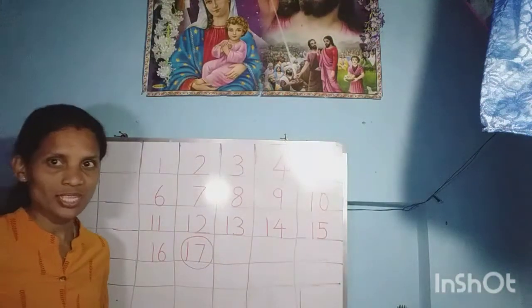Okay, children, so let's start. First, let's count our fingers. 1, 2, 3, 4, 5, 6, 7, 8, 9, 10, 11, 12, 13, 14, 15, 16, 17. So, how many fingers were there? 17. 10 and 7. 17 fingers.